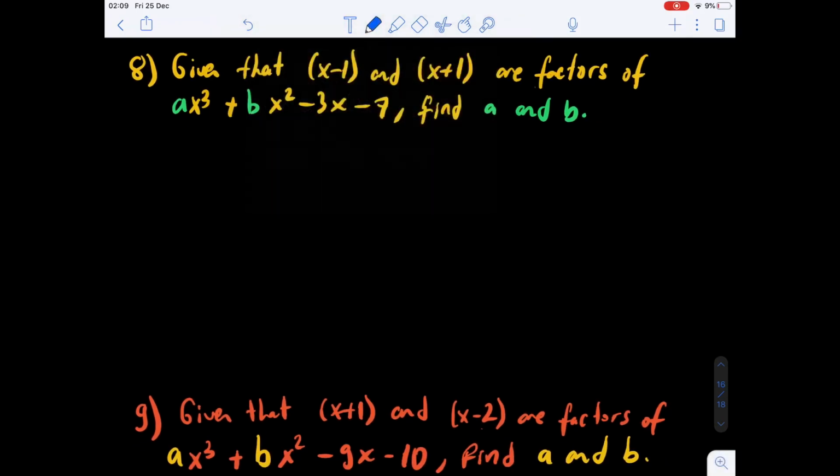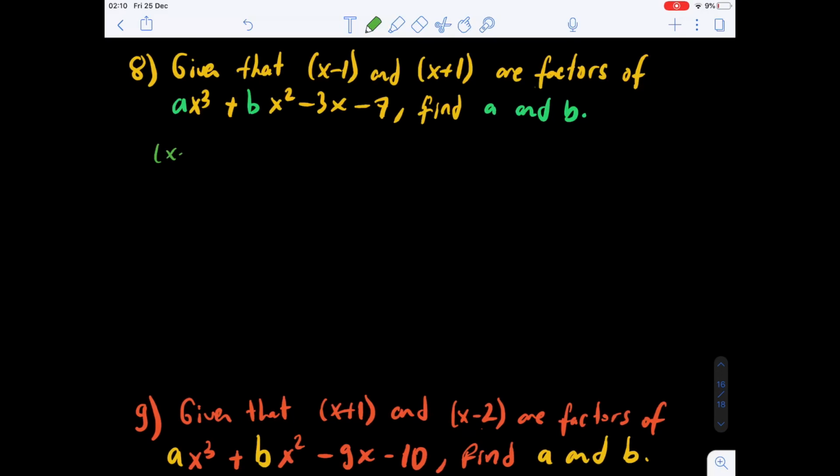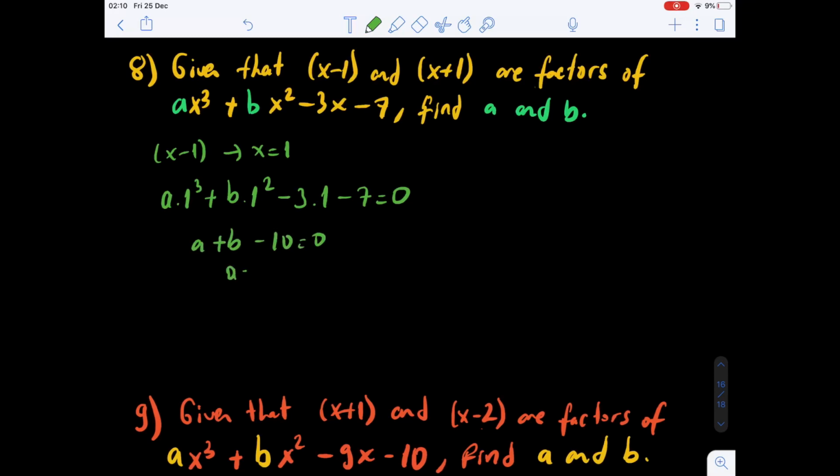We have again a similar question. Given that x minus 1 and x plus 1 are factors of our polynomial, find a and b. So we are going to do it step by step. First step: if x minus 1 is a factor, which means when you replace x with 1, the result must be 0. So let's try a times 1 cubed plus b times 1 squared minus 3 times 1 minus 7 is going to be 0. So a plus b minus 10 equals 0. a plus b is 10. This is the first thing.